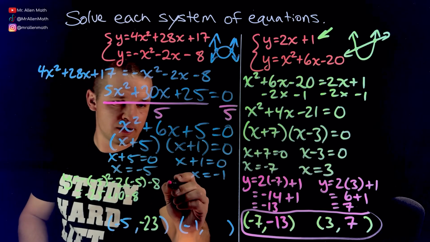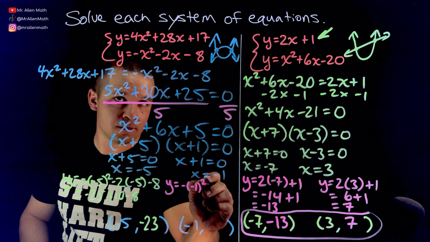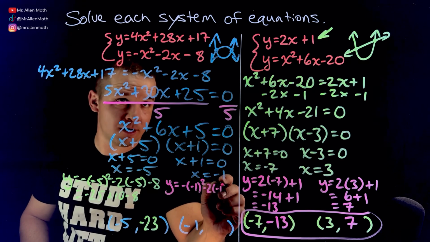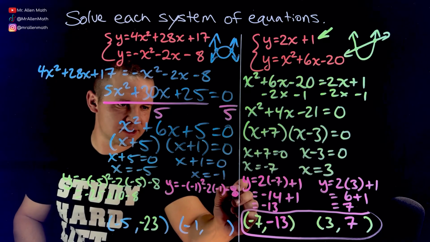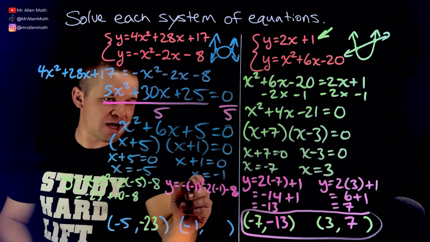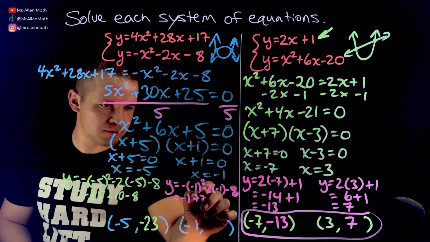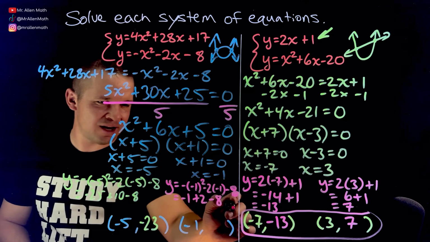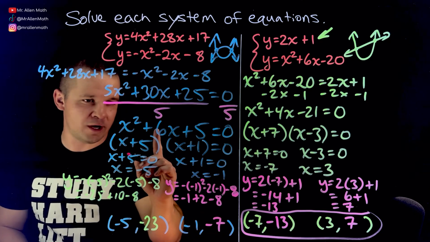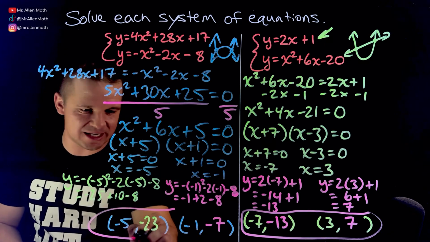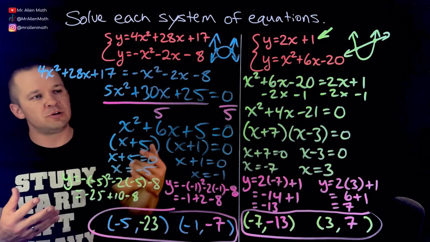We'll put negative 1 in. So y equals negative 1 squared minus 2 times negative 1 minus 8. Man, we're running out of room here. That's an 8, kids. So negative 1 squared is 1, but it's negative on the outside as well. So negative 1 plus 2 minus 8 is negative 9 plus 2, which is negative 7. We can also think of negative 1 plus 2 as 1, minus 8, negative 7. Either way you slice it. We got our 2 ordered pairs for these 2 quadratic systems.